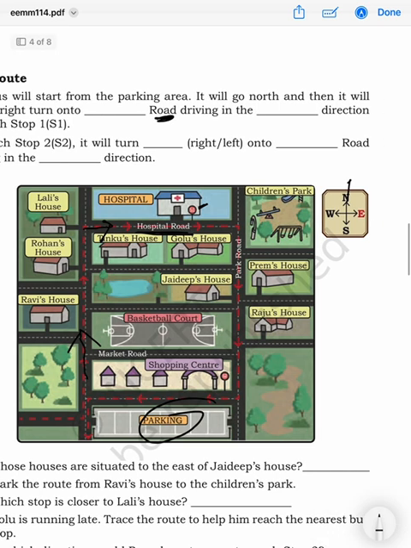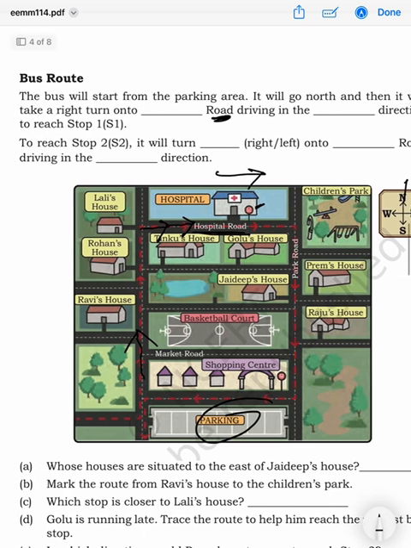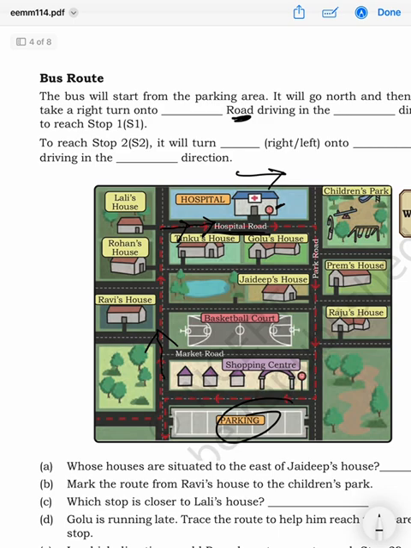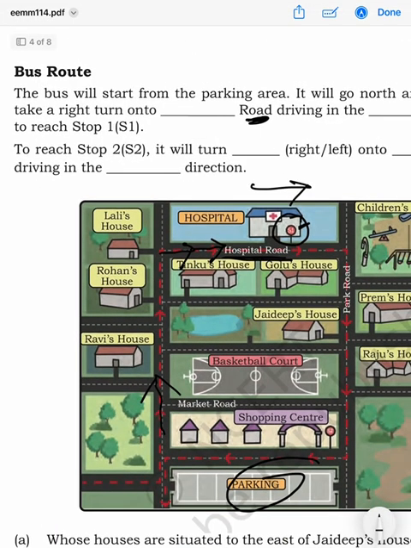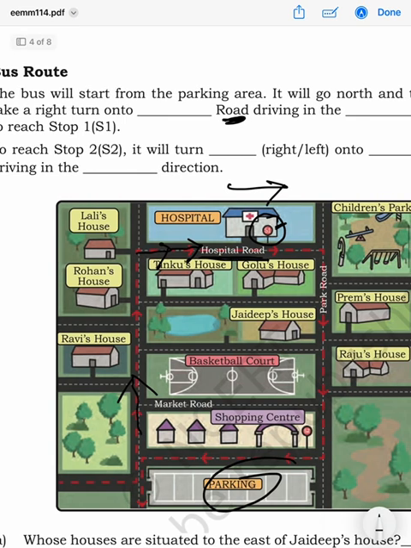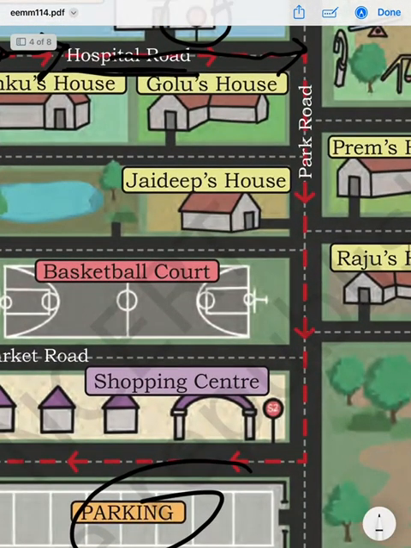Driving in the direction. Now the bus is moving in this direction, which is east. So you will write east direction to reach stop 1. This is stop 1, Hospital. To reach stop 2, S2, it will turn right or left. Now the bus is moving in this direction. It has to reach stop 2. Where is stop 2? Stop 2 is here.